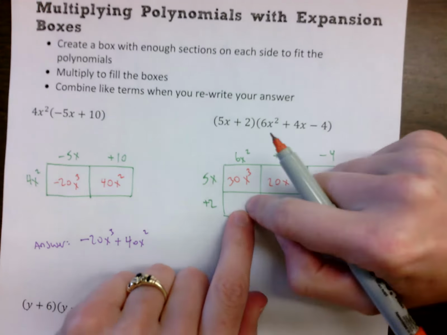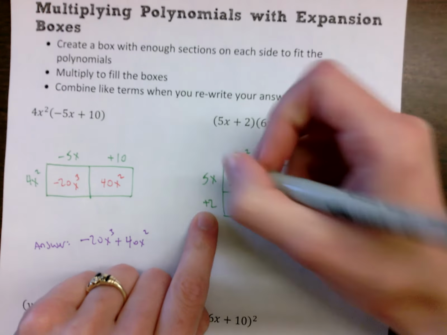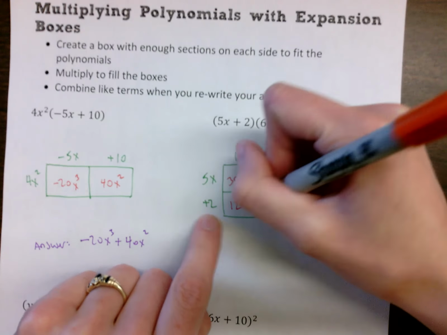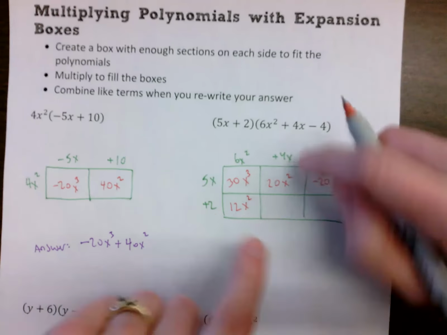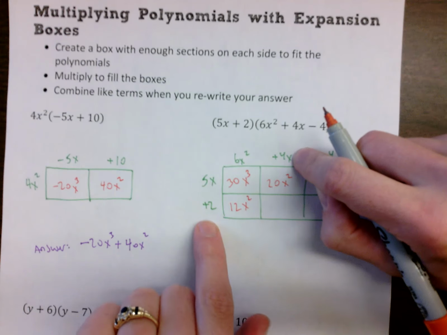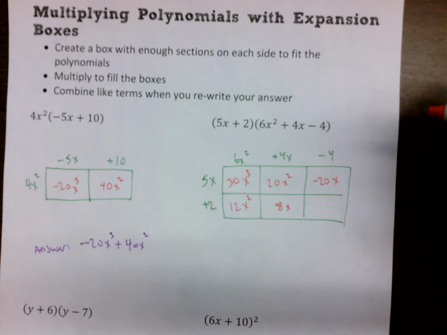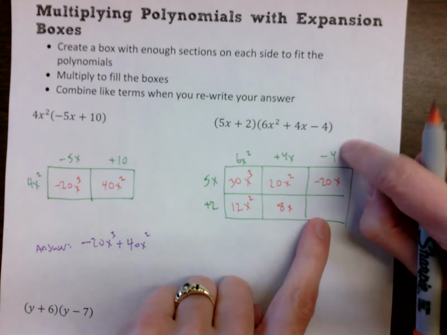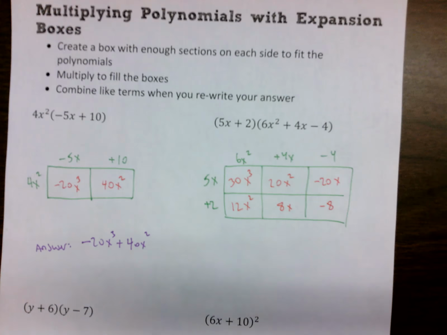Okay, this box, green stuff on the edges, right? So the 6x squared times 2. 6 times 2 is 12. And then x squared, there's just no other x's, right? This one, multiply the green stuff on the edges. 4 times 2 is 8. And then I'm just going to attach the x. And then this guy, multiply the stuff on the edges. So negative 4 times 2 is negative 8.